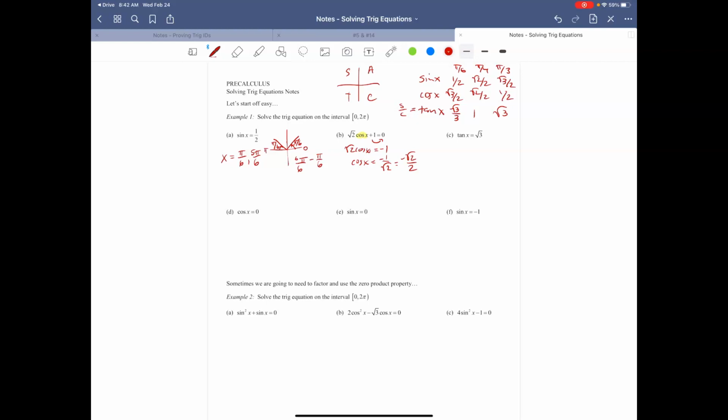Okay, so now we are looking for all of the angles between 0 and 2 pi where cosine of x is equal to negative square root of 2 over 2. First, we'll figure out the quadrants where this happens. In what two quadrants is cosine negative? Well, it has to be in quadrant 2 and in quadrant 3, because in 1 and 4, cosine is positive. And so we're going to put angles here in quadrant 2 and quadrant 3.